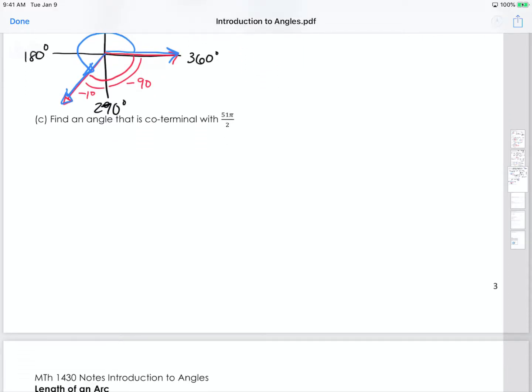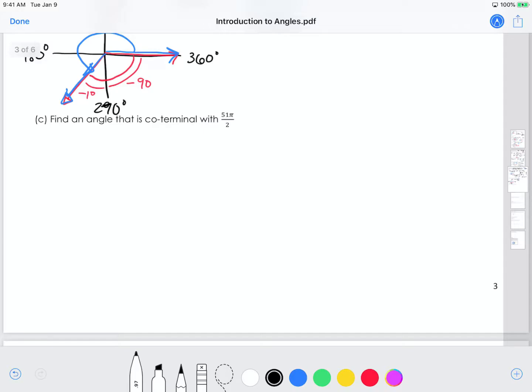Now, in part C, we're given an angle in radians, and I can tell that it's in radians because there's no degree symbol. So I know that this is in radians, so a full rotation would be 2 pi. So if I want to find a coterminal angle with 51 pi over 2, I would add or subtract 2 pi.